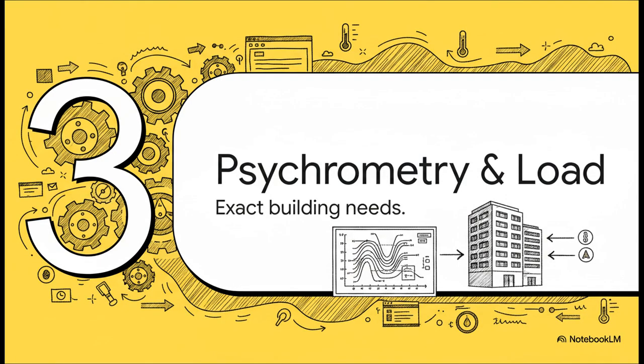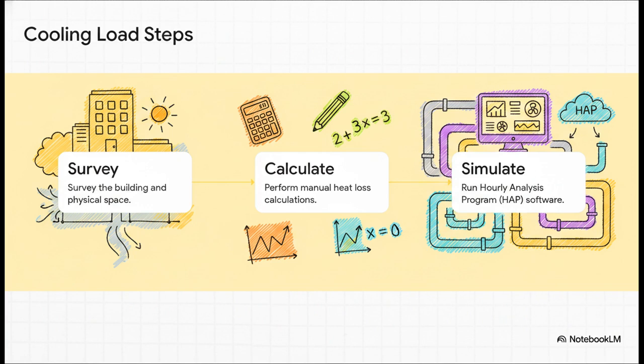Next up is Section 3, Psychrometry and Load. In Module 3, we get into calculating exact building needs. Transitioning from how the machines work to calculating exactly what a specific building needs, you'll be trained on the exact step-by-step sequence of load estimation. First, you learn to properly survey the building and the physical space. Second, you perform manual heat loss and cooling load calculations so you really understand the raw math. And third, and this is a huge one for your resume, you'll learn to run peak load simulations using the industry standard Hourly Analysis Program, or HAP software. This is exactly what you'll be doing day-to-day on the job.